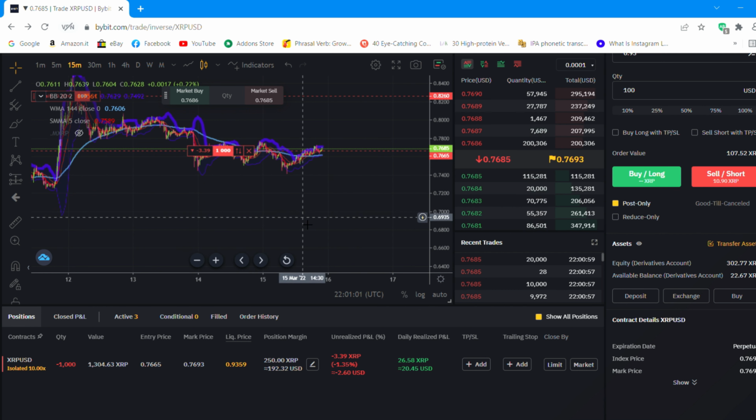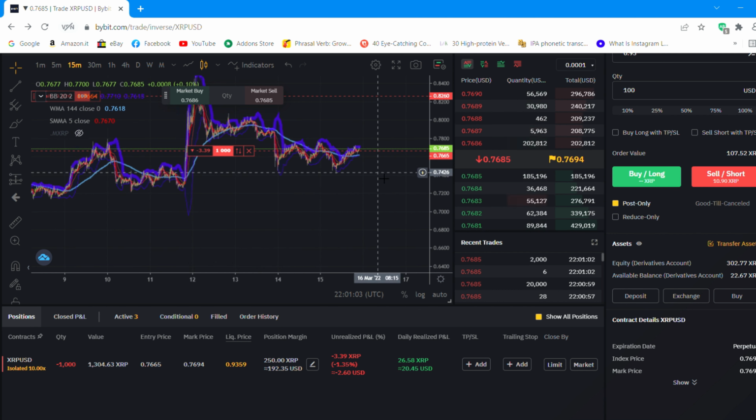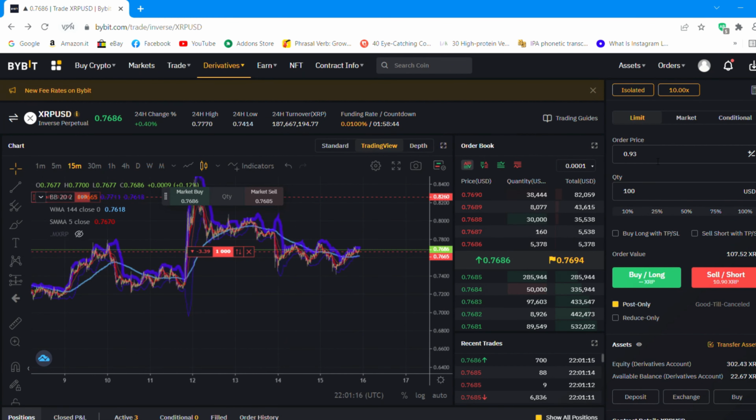But I will be looking at, if it breaks the 74, I will be going in and selling some more. So I will be setting some limit orders at 74. I will be selling 100.